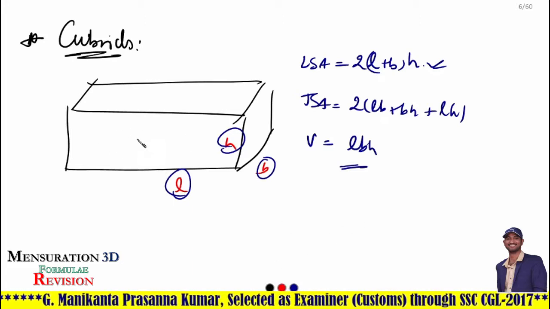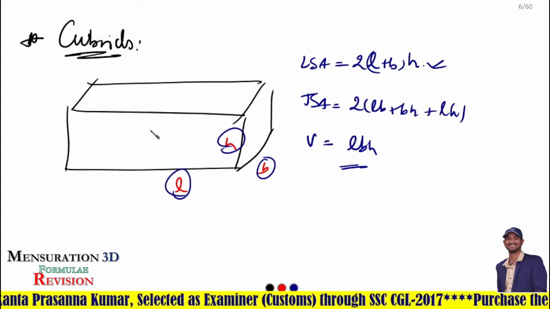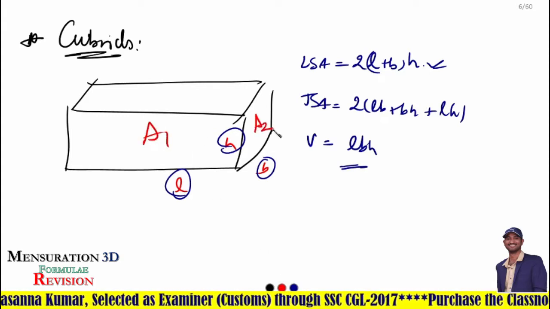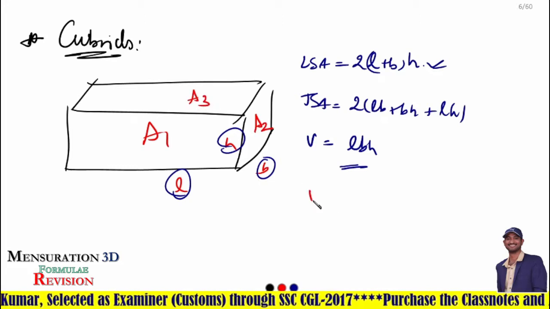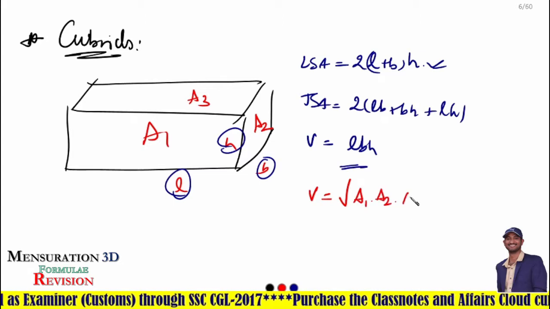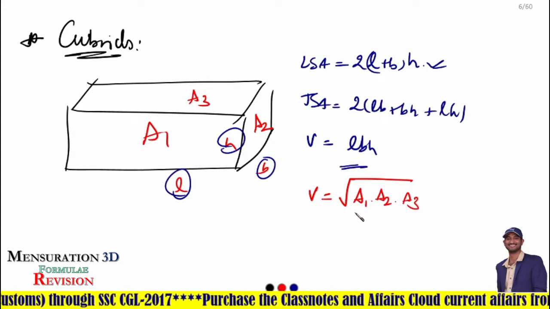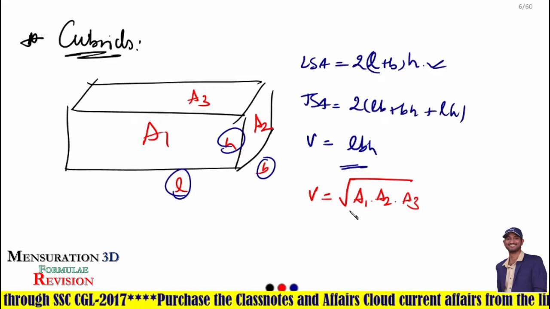If the adjacent surface areas of the cuboid are given, suppose this surface area is A1, this is A2 and this is A3, then what is the formula for volume? Square root of A1 into A2 into A3. The product of all three adjacent surface areas under root.